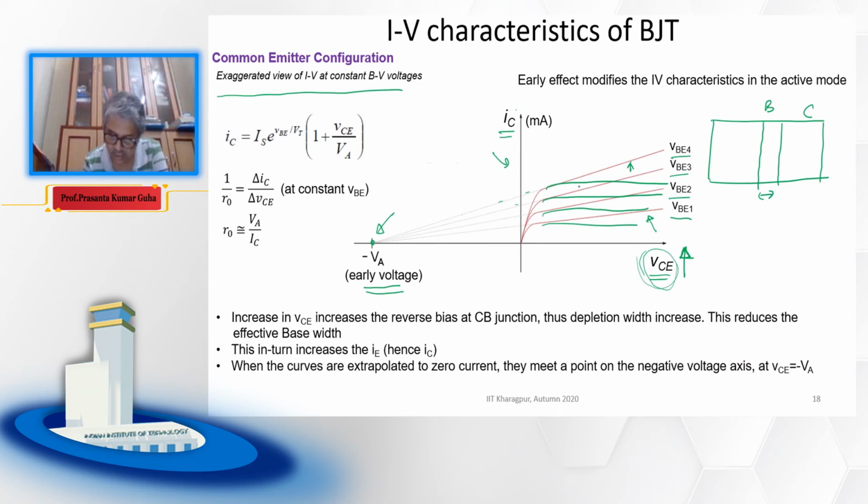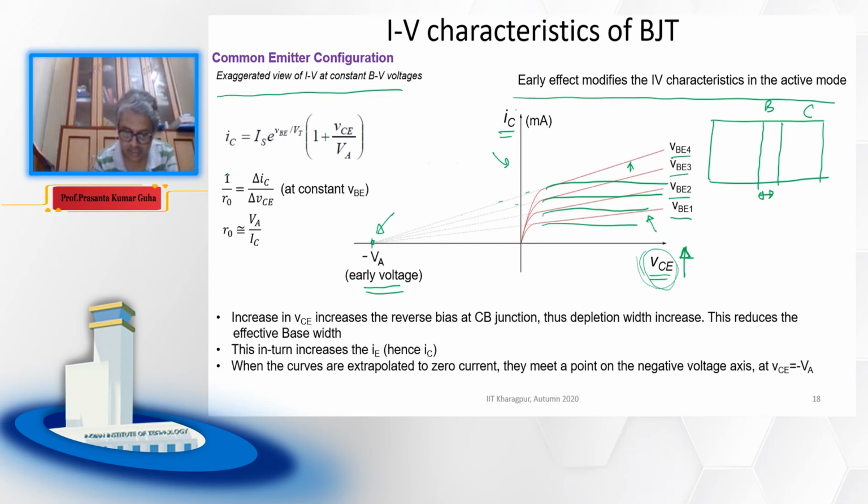So if you extrapolate these current-voltage plots, they will ultimately cross the negative collector-emitter axis at a point, and that particular voltage is usually designated as minus VA, which is basically the early voltage. This effect, where the effective base width decreases and collector current increases with increase in VCE, or with increase in reverse bias, is known as the early effect. So the early effect modifies the IV characteristics in the active mode.